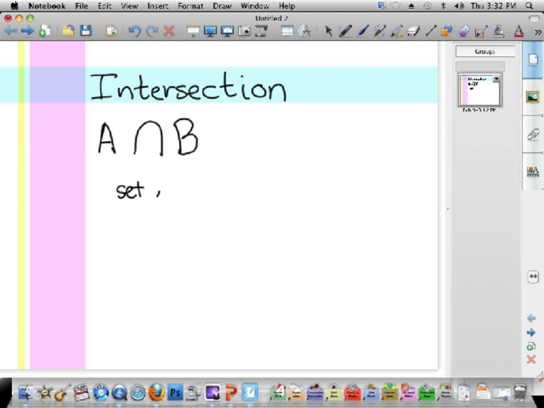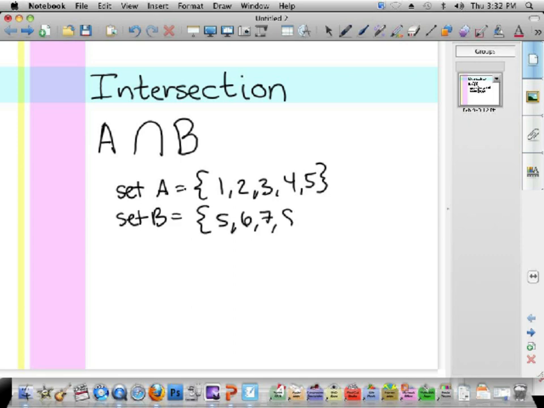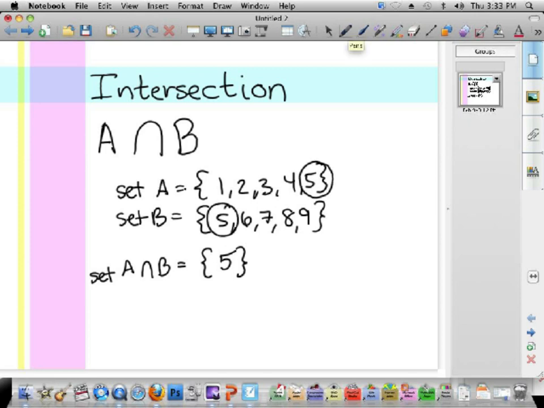So let's take the sets listed above again. As we said earlier, set A is 1, 2, 3, 4, and 5, and set B is 5, 6, 7, 8, and 9. Using the definition that we just made, the intersection of the two sets, or the elements that appear in both set A and B, is simply 5. That's the only element that is in both A and B. So you can create the set of the intersection of A and B being just 5.